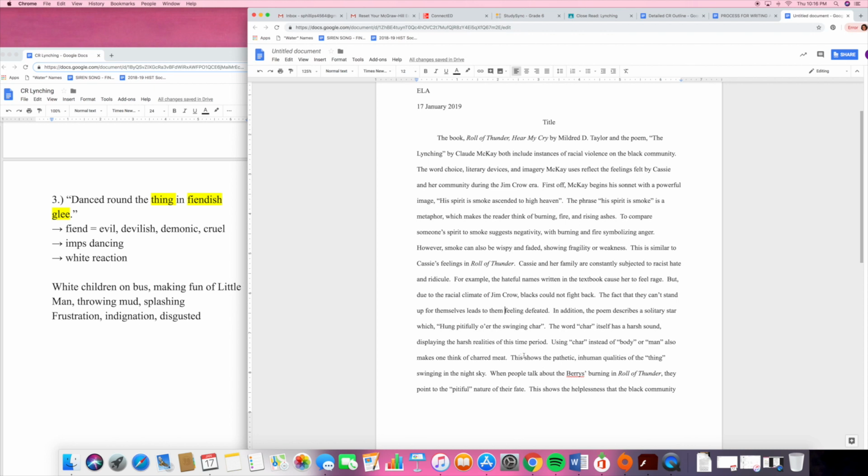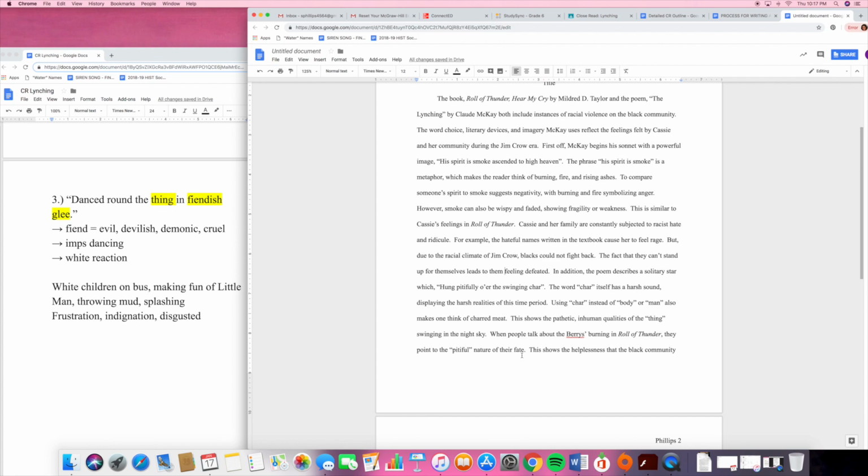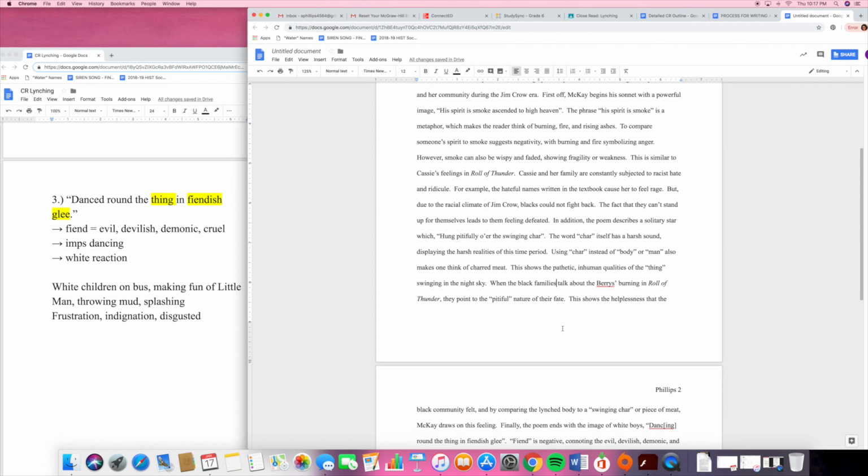This shows the pathetic, inhuman qualities of the thing swinging in the night sky. Yeah, boom. When black families talk about the berries burning in Roll of Thunder, they point to the pitiful nature of their fate.